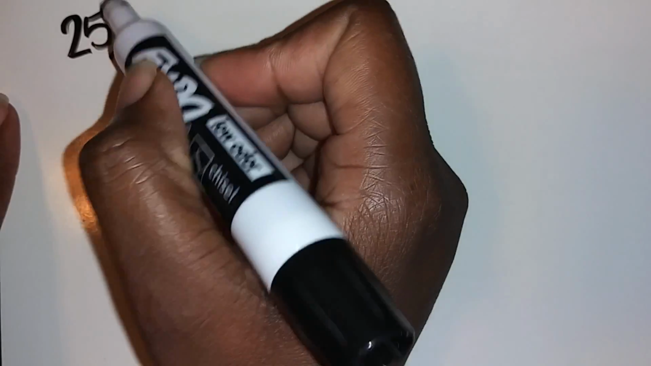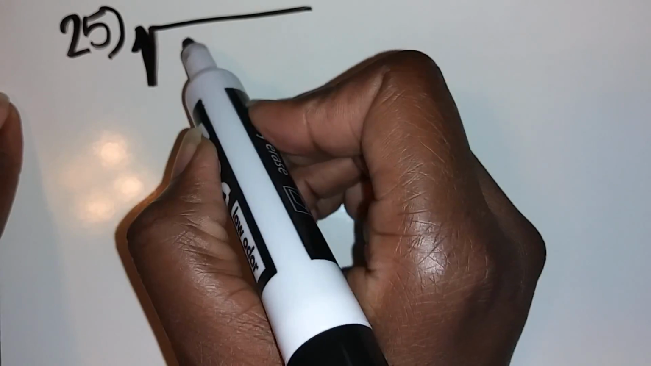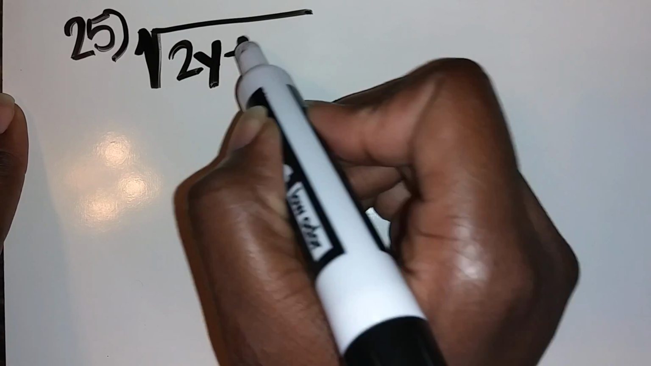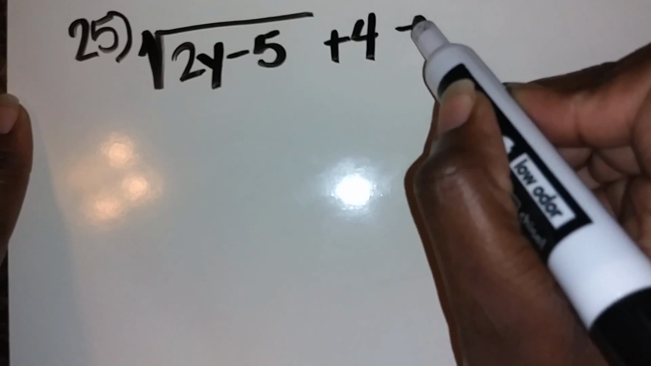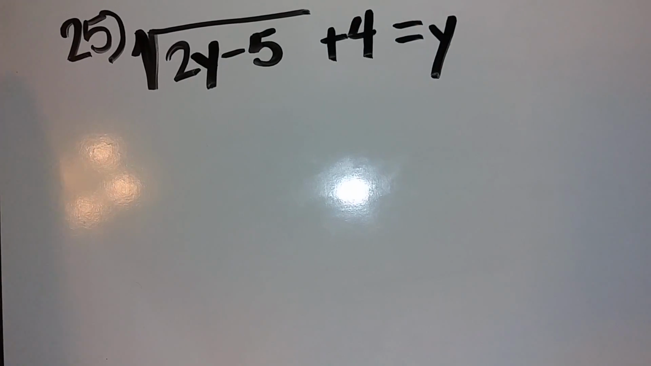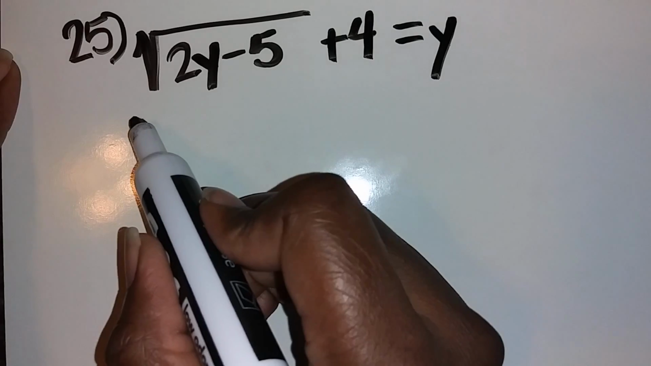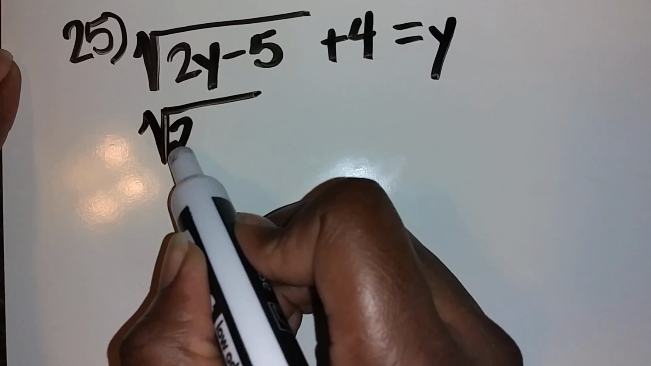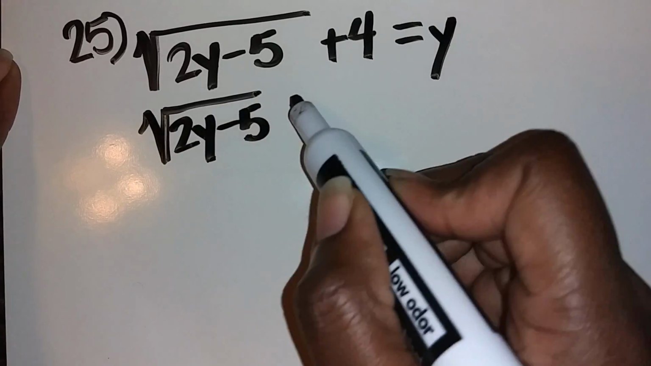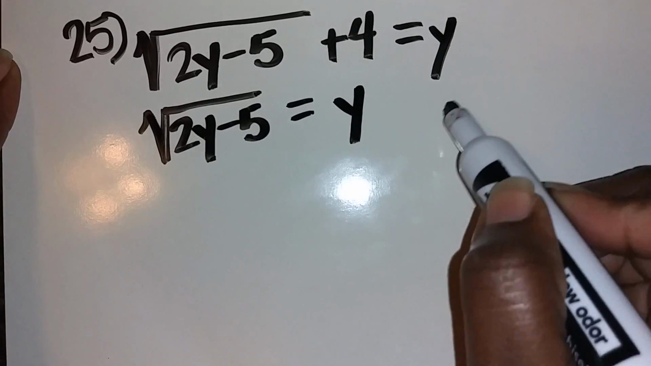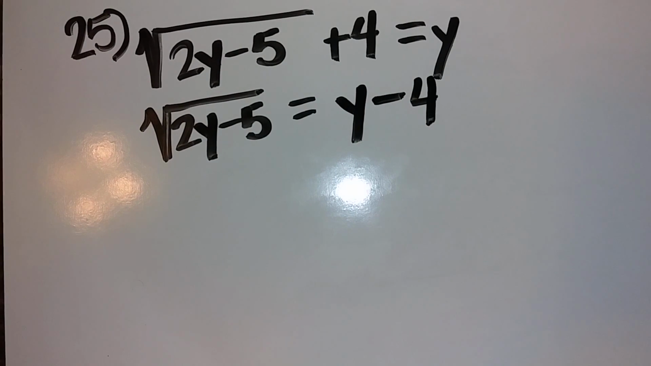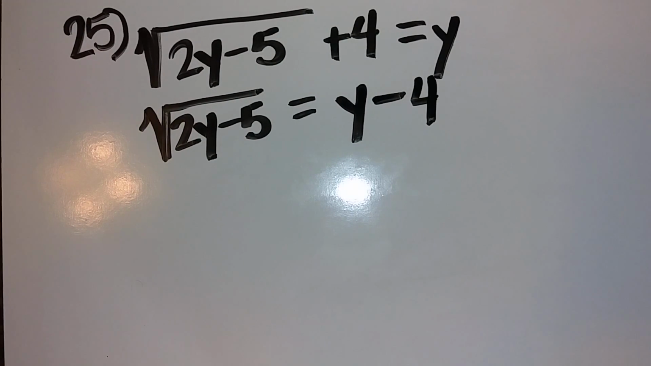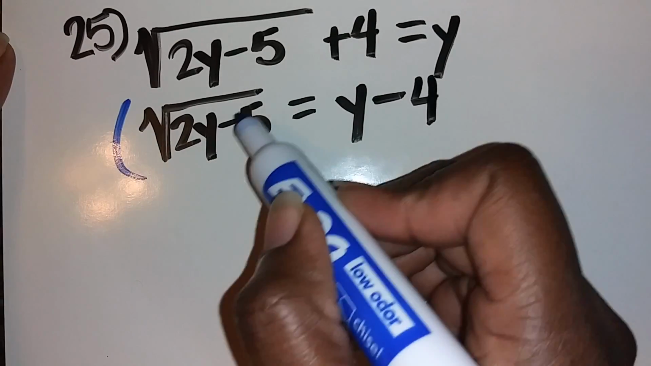Number 25. The square root of 2y minus 5 plus 4 on the outside of that radical equals y. I do want to move that 4 forward to the right side of my equation. So I have the square root of 2y minus 5 equals y minus 4. That plus 4 moves to the right of the equation and becomes minus 4. Now, I have isolated one of those. I have isolated the square root. So now we want to square both sides.